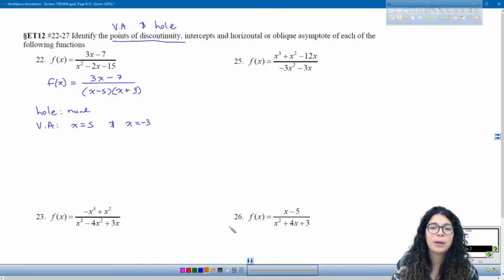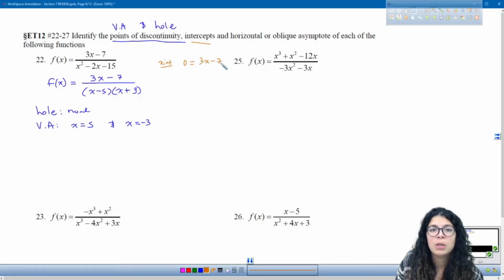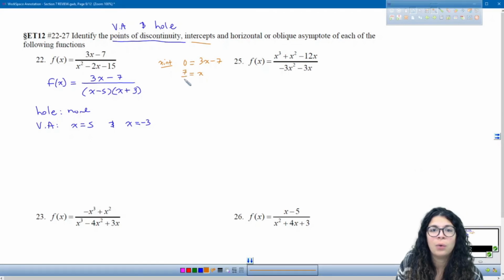The next thing we want to do is find the intercepts, the x-intercept and the y-intercept. To find the x-intercept, we set the y value to equal 0. When you multiply by the denominator, it cancels out the denominator anyway, and on the left-hand side, 0 times anything is 0. So really the x-intercept is just what's going to make the numerator 0. If we add 7 and divide by 3, we see that the x-intercept is 7 over 3.